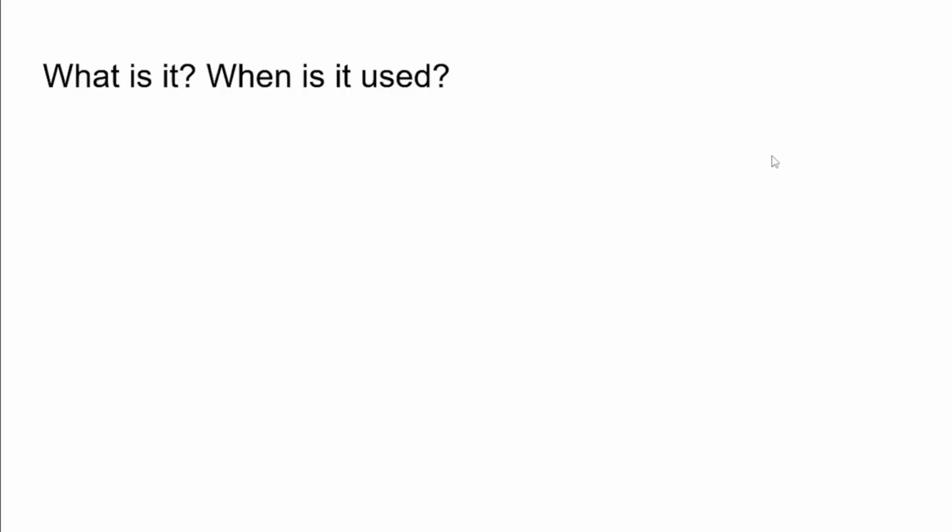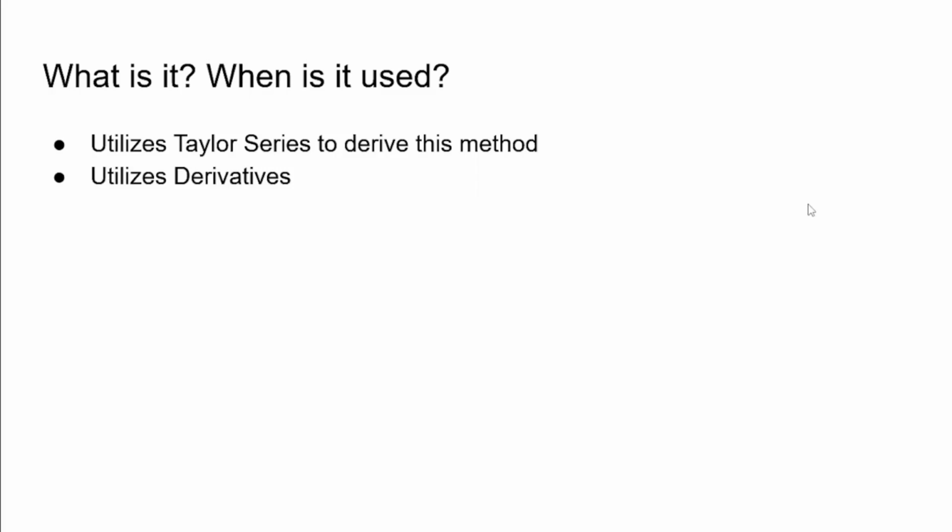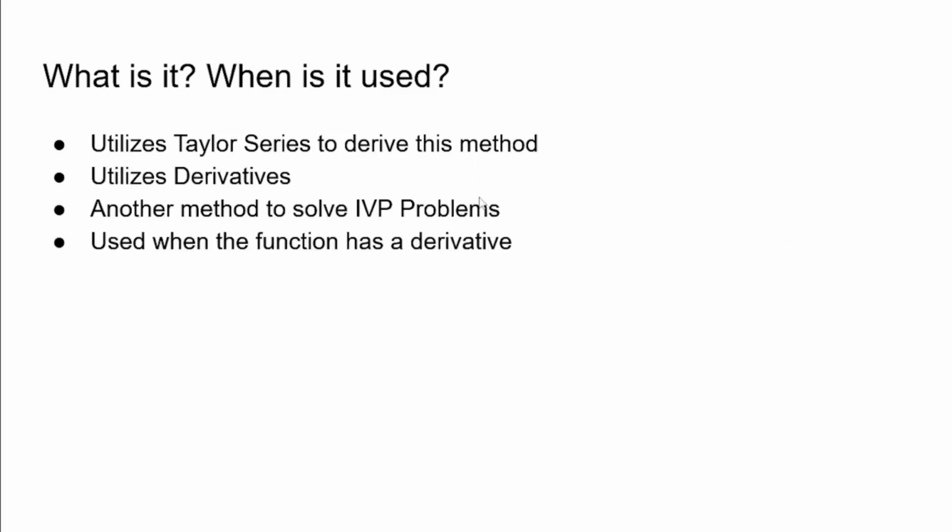So what is it, and when is it used? This uses the Taylor series to derive this method. It utilizes derivatives, of course. And it's another method to solve IVP problems. It is used when a function has a derivative to derive from, and that is an IVP problem.